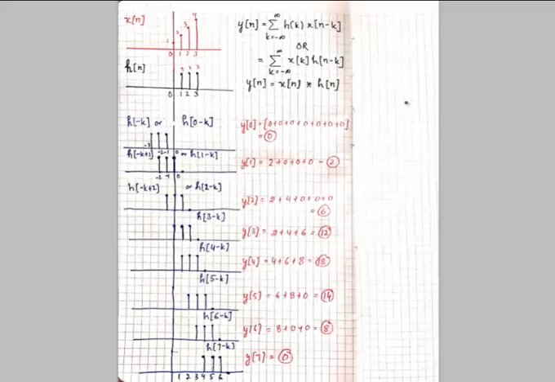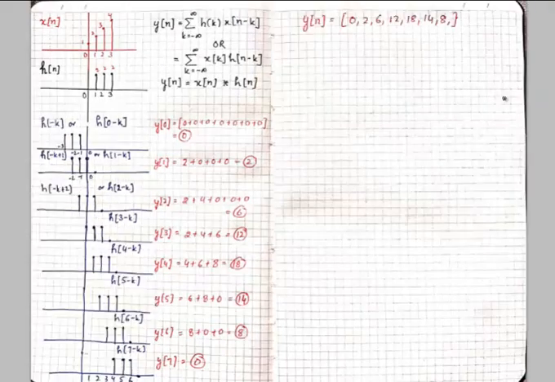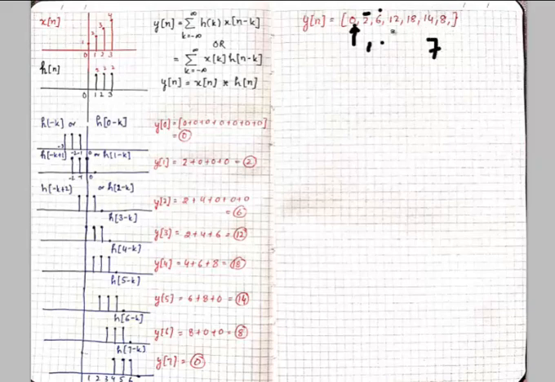So that's how you can compute y of 4, which is 18, y of 5, which is 14, y of 6, which is 8, and y of 7, which is 0. So finally you can write the values of y of n, which is 0 at sample number 0. So the output at sample number 0 will be 0, output at sample number 1 will be 2, and so on and so forth. So you get 0, 2, 6, 12, 18, 14, 8. So how many values do you get? You get 7 values.